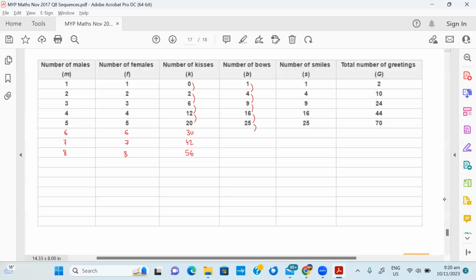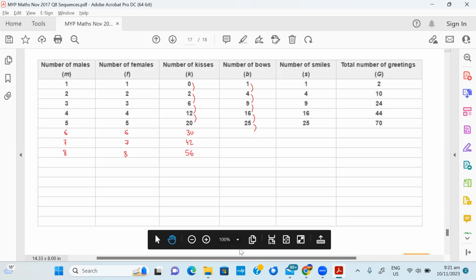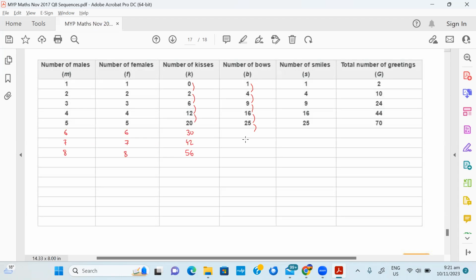But is there another sneaky way of getting the next value? I know it's a 36. Can anyone identify कि ये values हैं क्या? What is 1, 4, 9, 16, 25? Have you seen these numbers पहले कभी? Come on, people. Anyone? Have you seen these numbers पहले कभी? It's just the 4 times table plus 1.